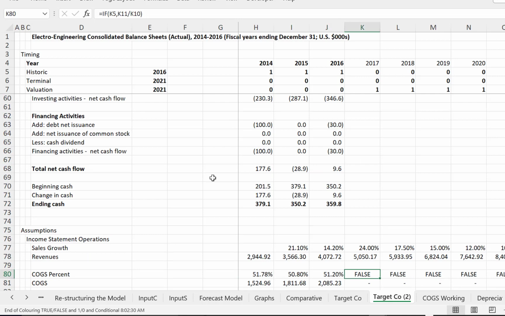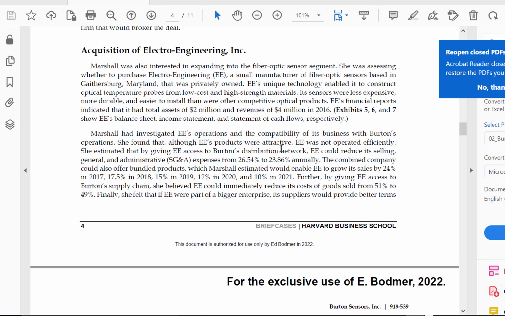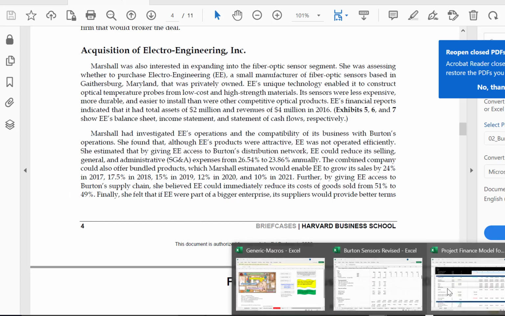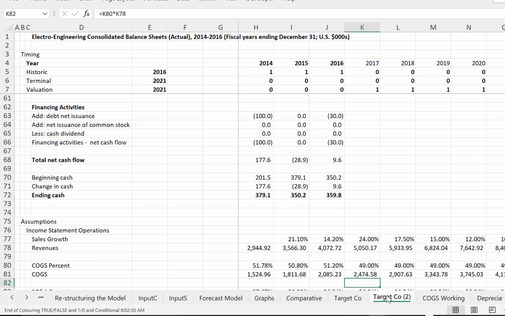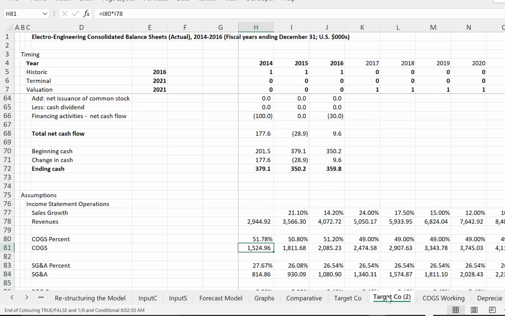And then they gave us some other numbers to put in. And they said, oh, okay, cost of goods sold, where is that? 51 down to 49%. So we're just going to make their 49% assumption. Shift Control R. And then everything, this time you just say, you can multiply it together.